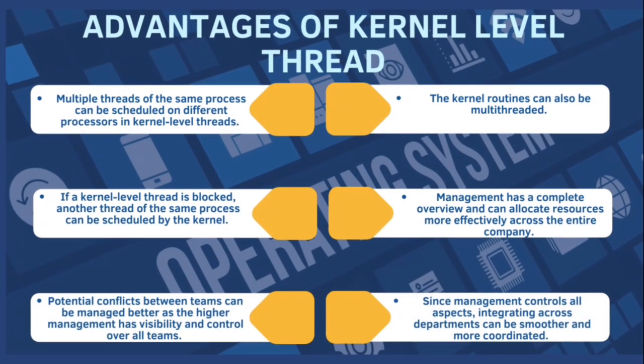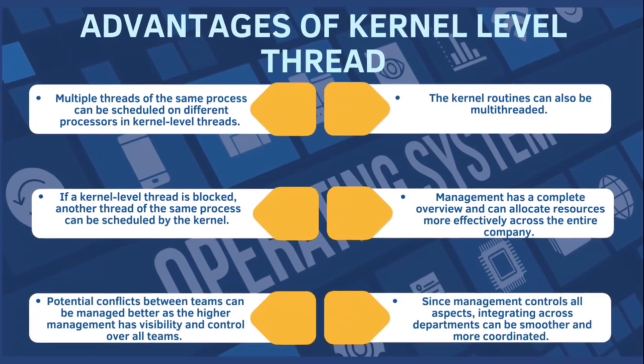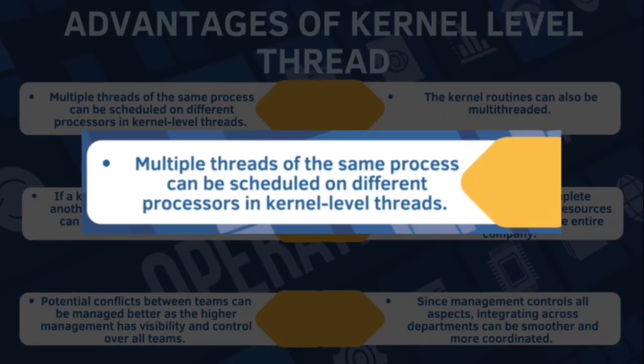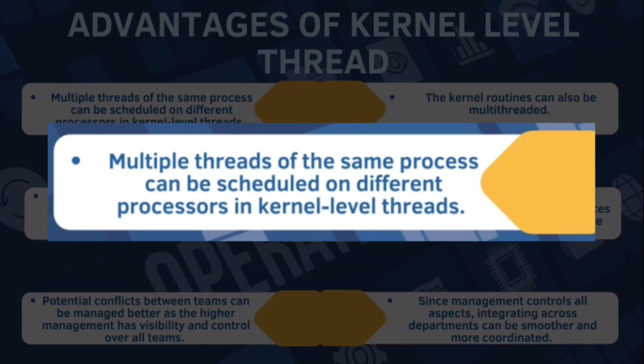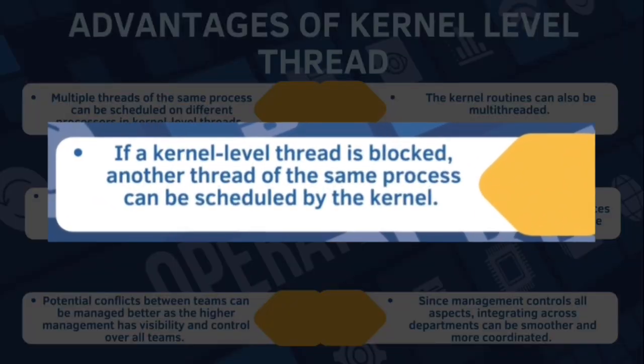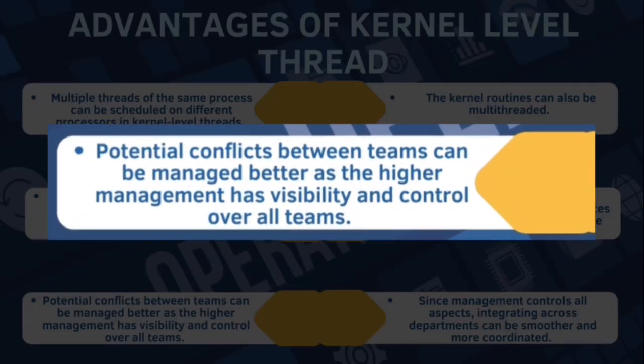There are 6 advantages of kernel-level thread. The first one is multiple threads of the same process can be scheduled on different processes in kernel-level threads. The second one is if a kernel-level thread is blocked, another thread of the same process can be scheduled by the kernel. The third one is potential conflicts between teams can be managed better as the higher management has visibility and control over all teams.